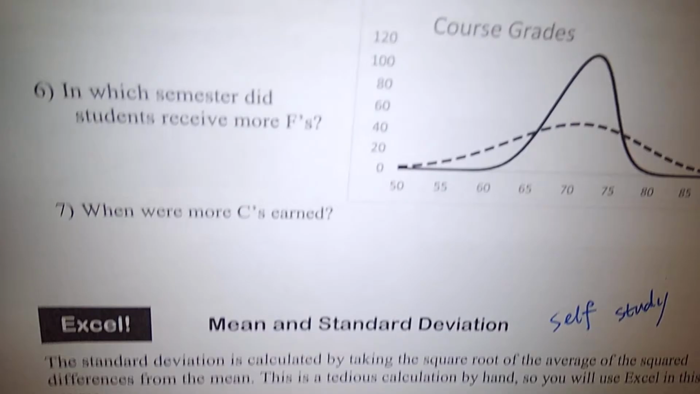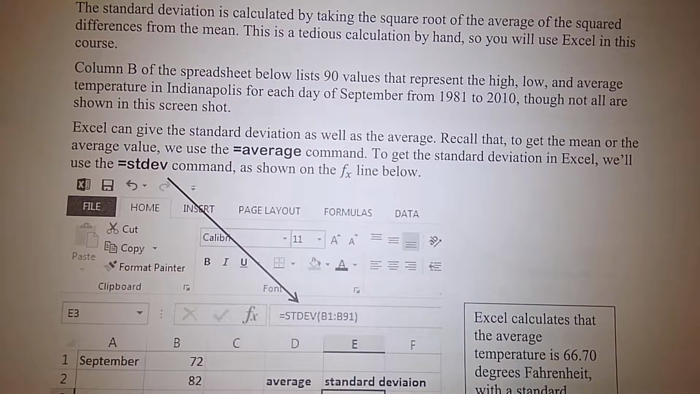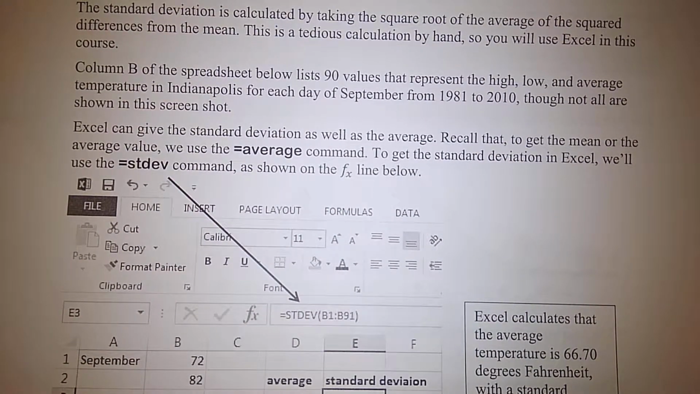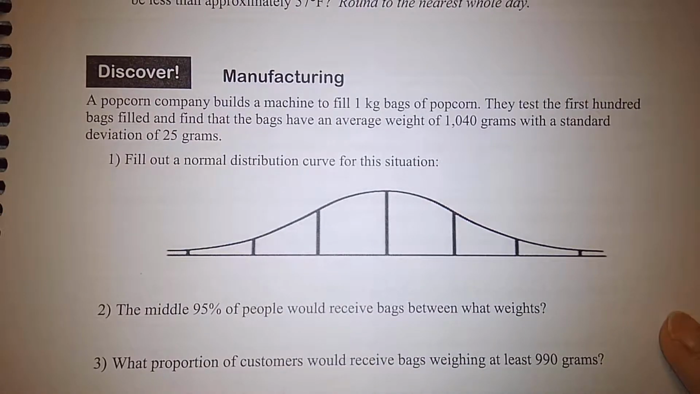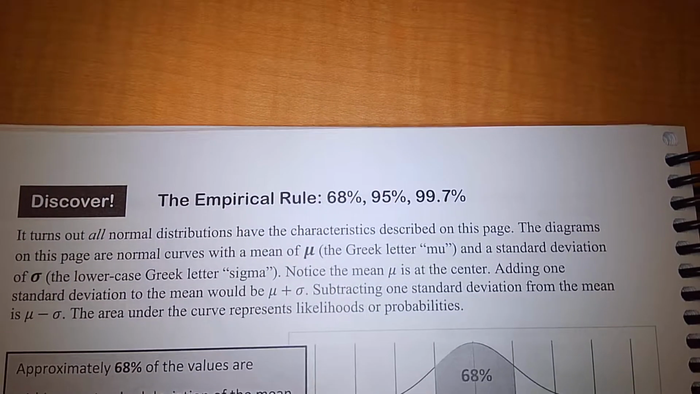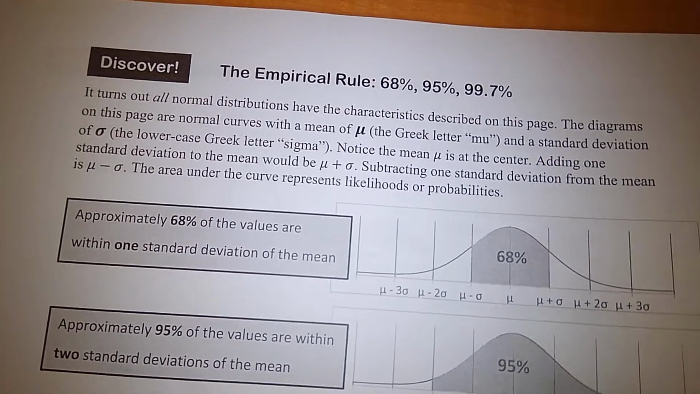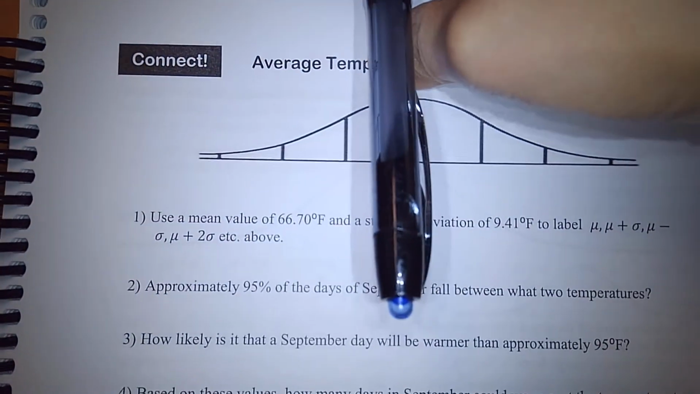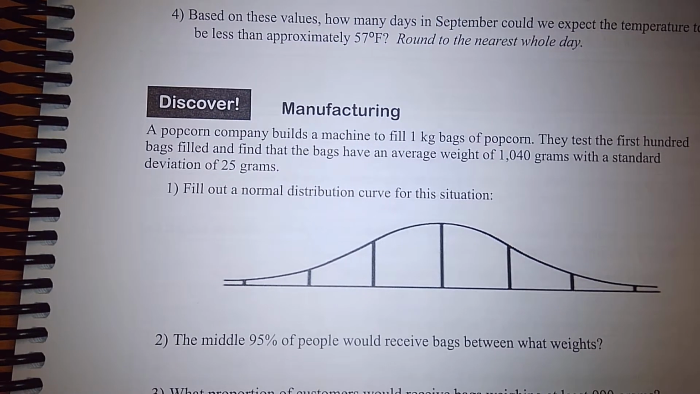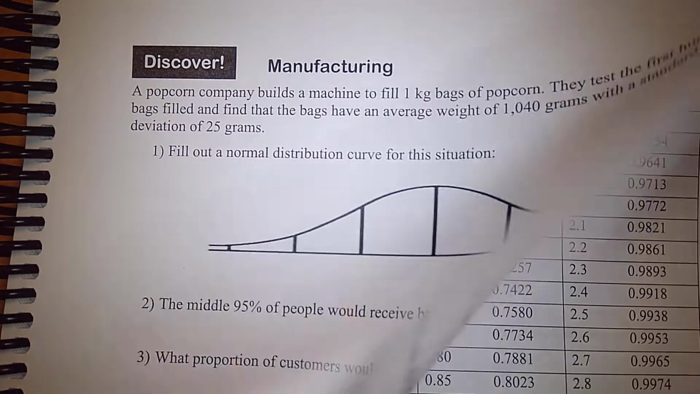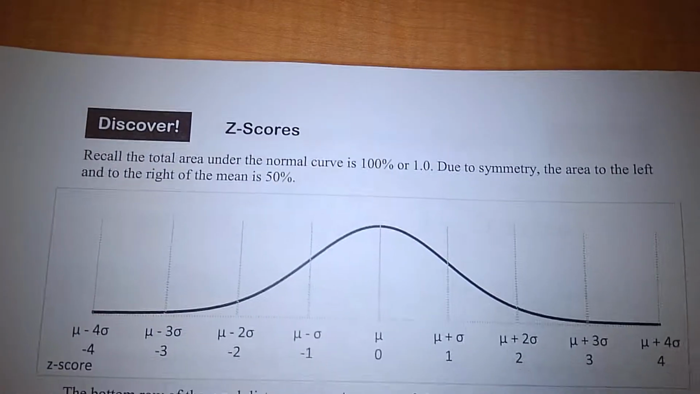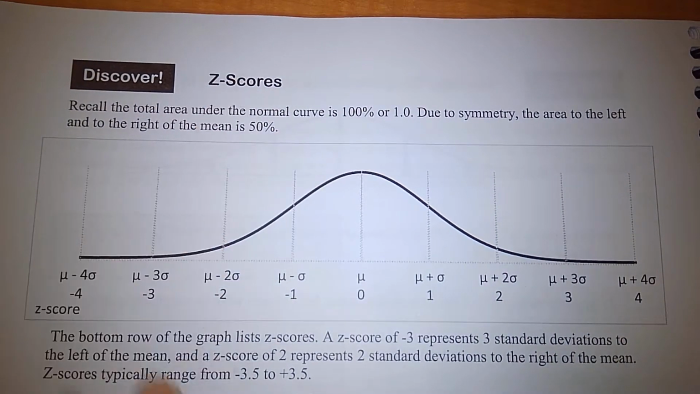This part tells us how to use Excel to compute a mean, and also compute a standard deviation. Self-study this part. All right, page 192, entire page. Page 193, discover part, the entire discover part. Page 194, entire page. This is about Z-score. Entire page 194.